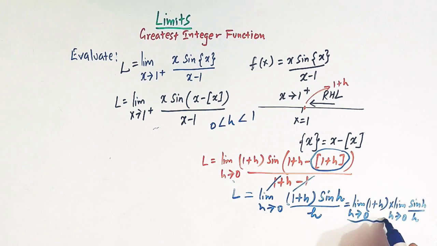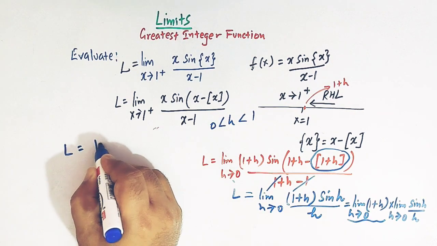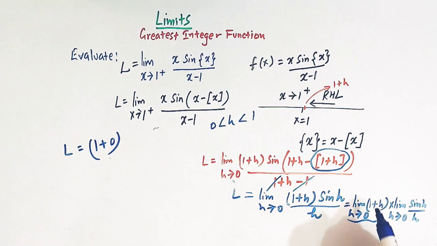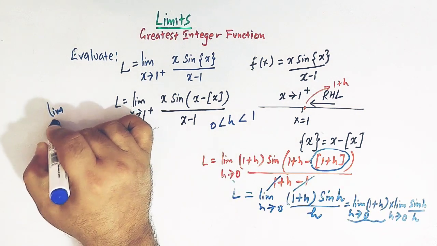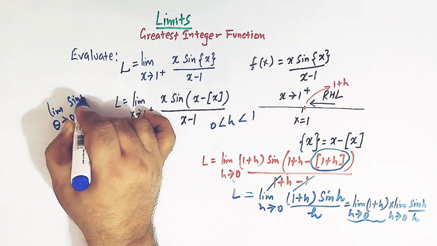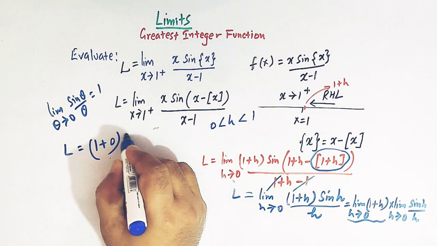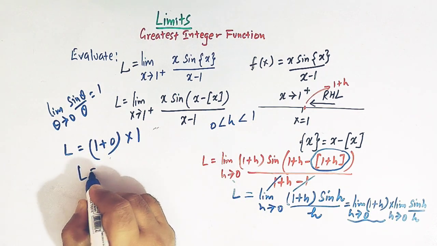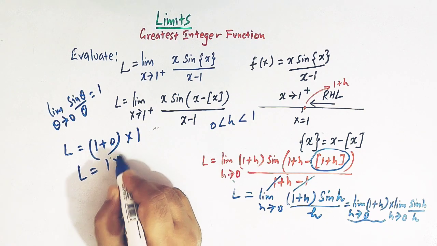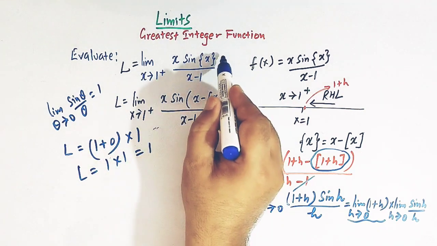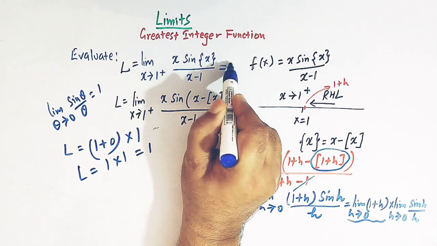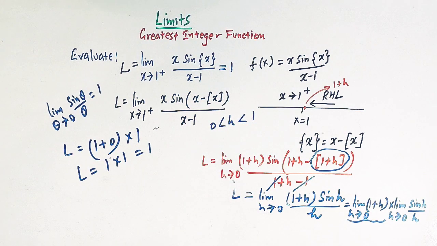Now this limit is 1 plus 0, because when h tends to 0 we take h equal to 0, and here we have the well-known limit, limit theta tends to 0 of sine theta over theta is equal to 1. So the value of this limit is 1, and L is equal to 1 plus 0, which is 1, times 1, which is 1. So the value of this limit is equal to 1.